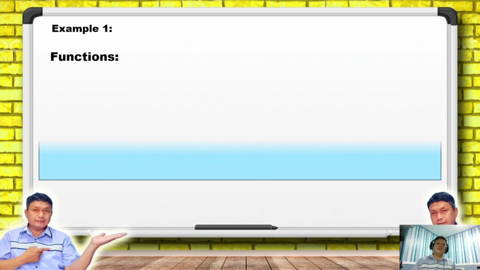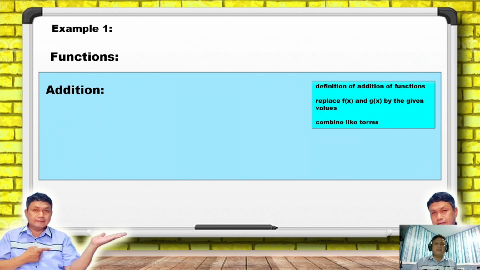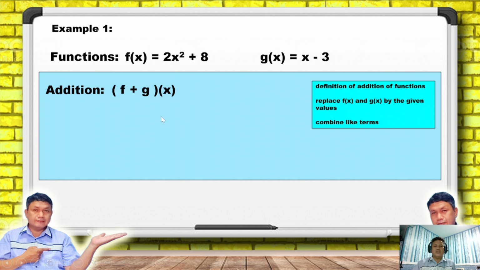Example number 1, the given functions are, okay, f of x is equal to 2x plus 8 and g of x is equal to x minus 3. So, addition ang pinag-uusapan po natin, di ba? Sana familiar na kayo dun sa ating notation na ginagamit kapag addition, and this is the notation used for addition. We have the quantity f plus g of x is equal to what?